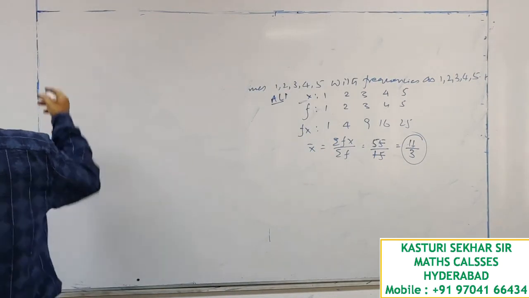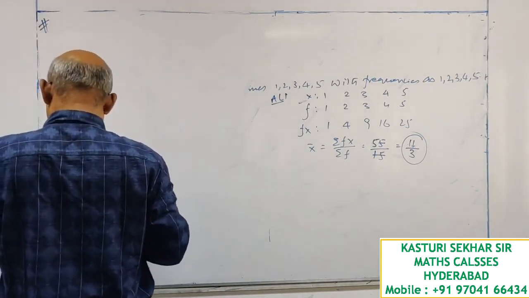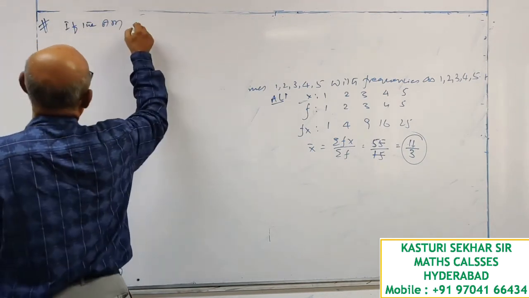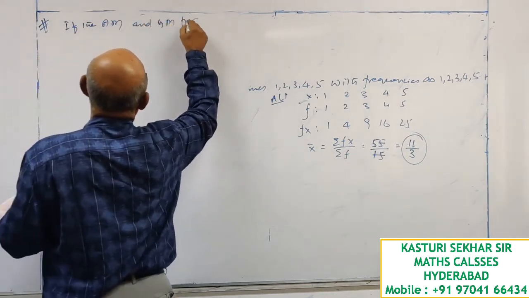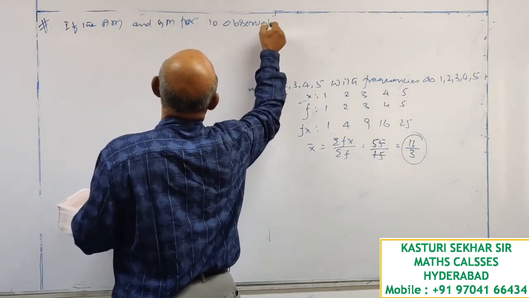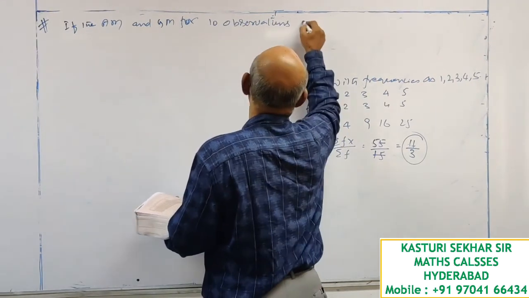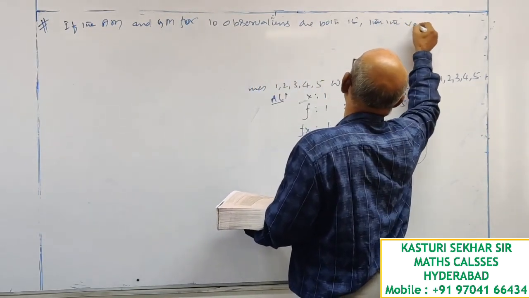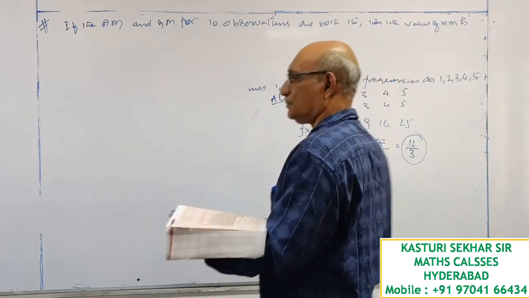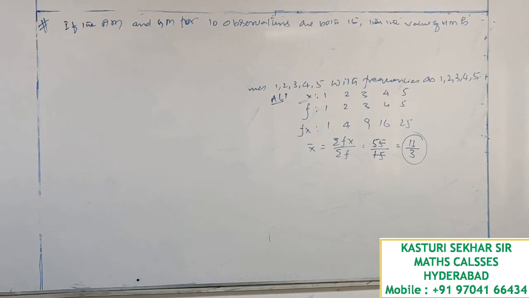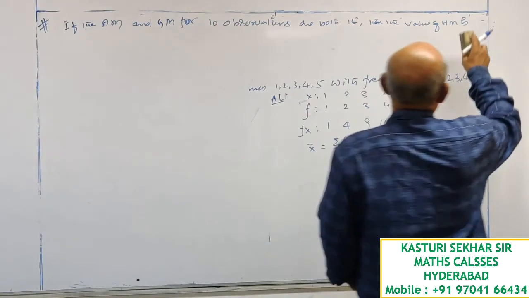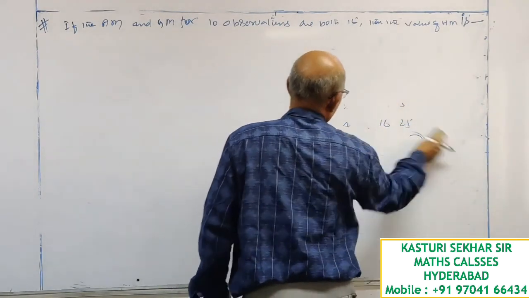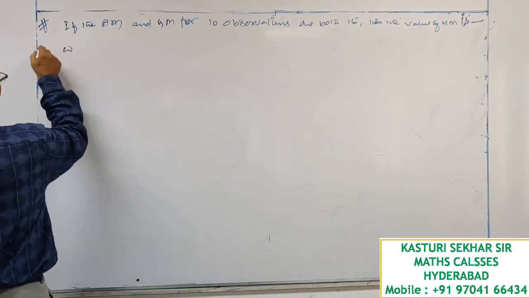Next question. If the arithmetic mean and geometric mean for ten observations are both 15, then the value of HM is? See the solution.